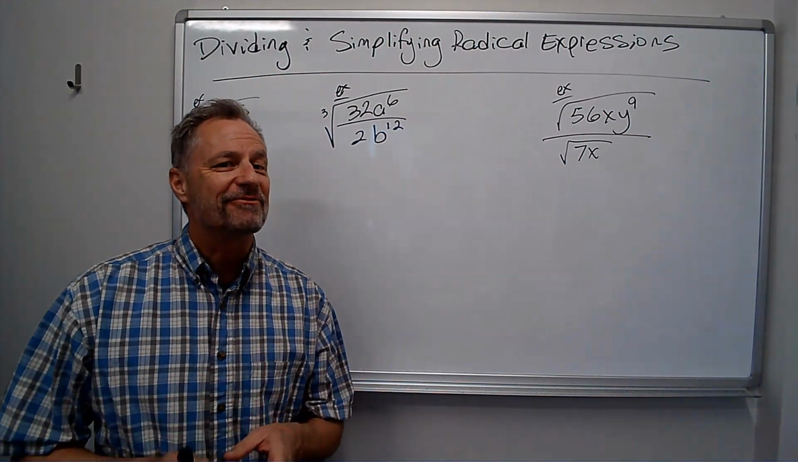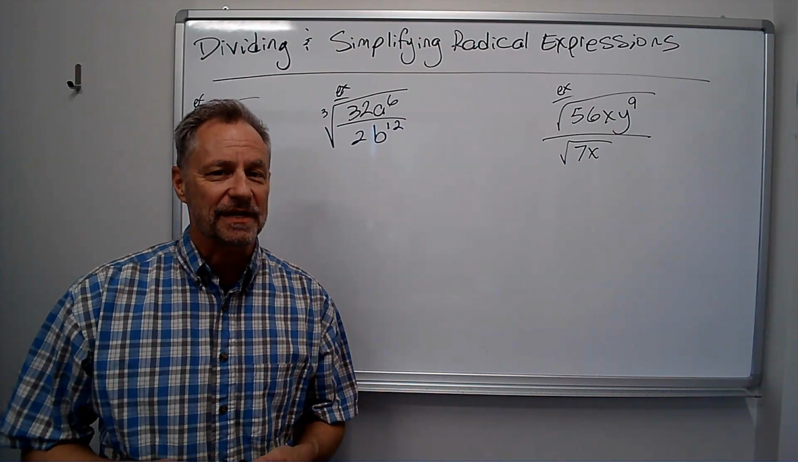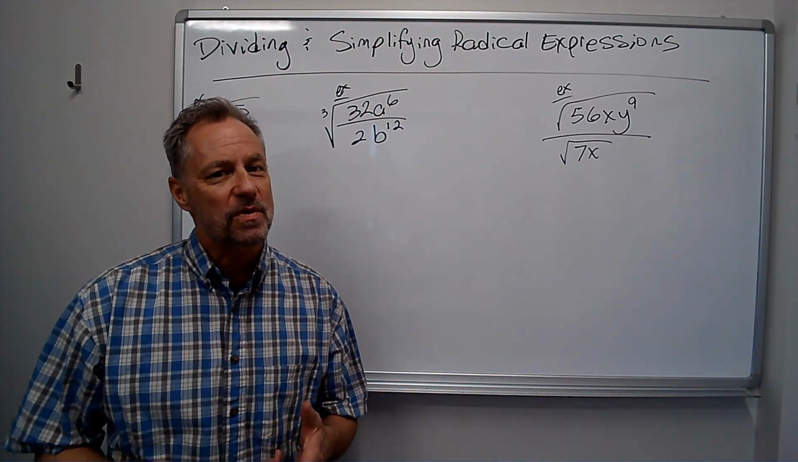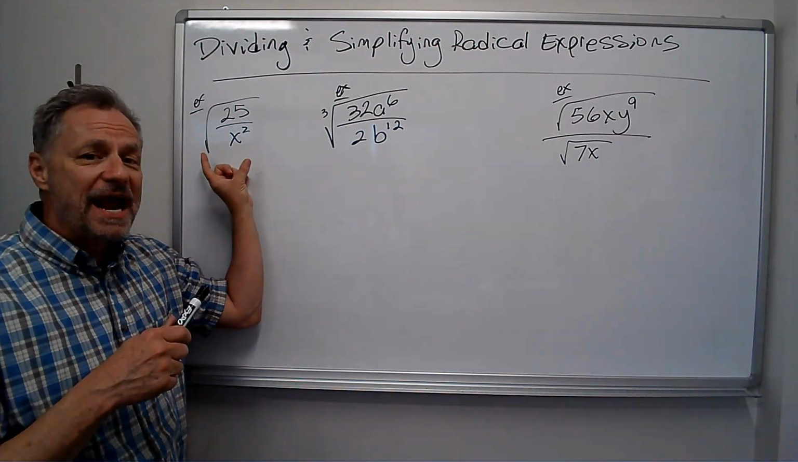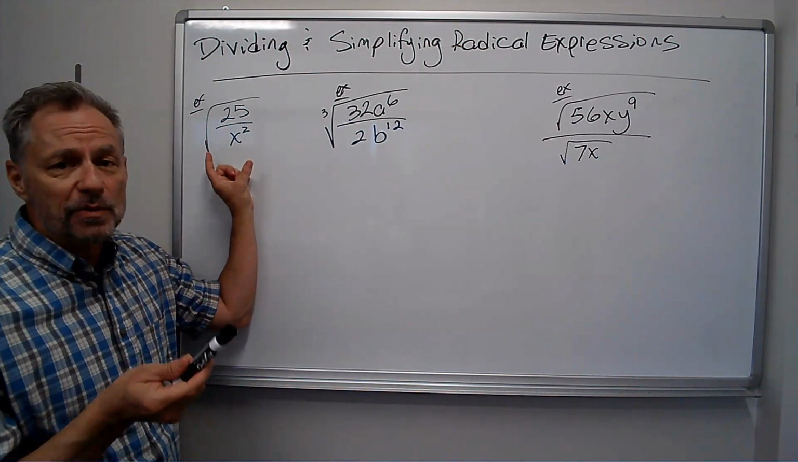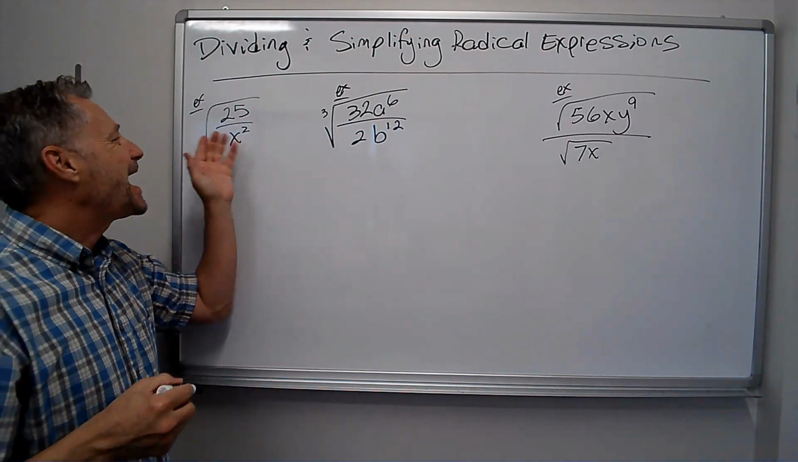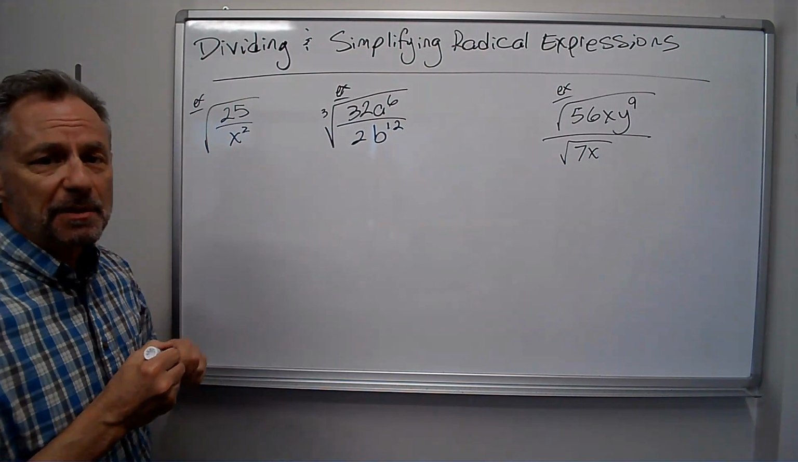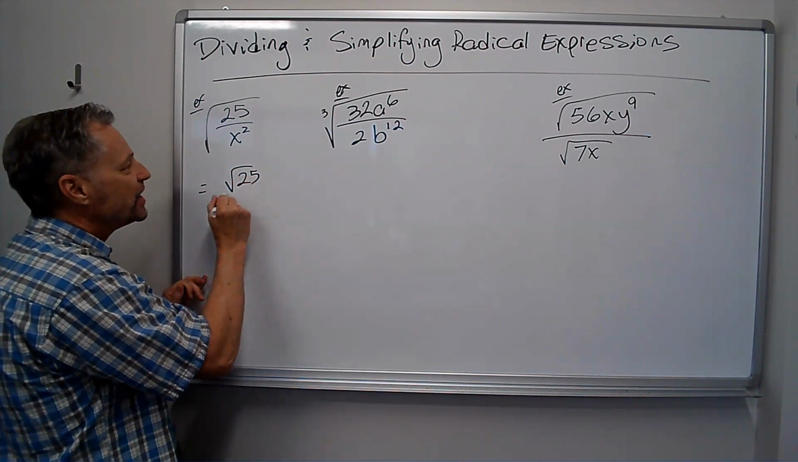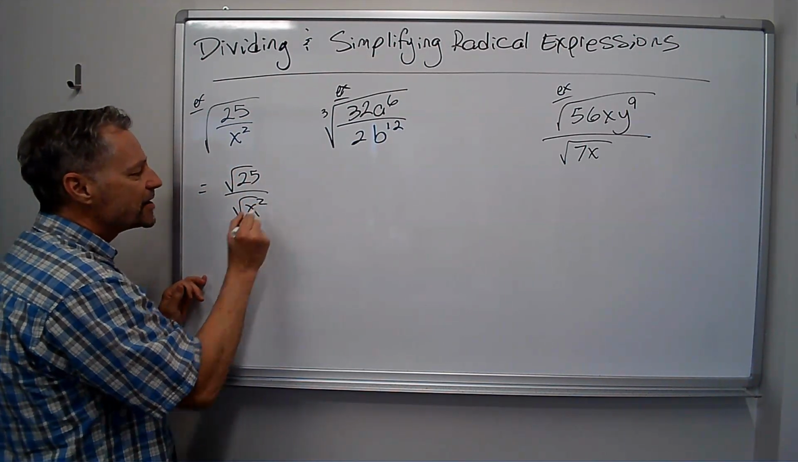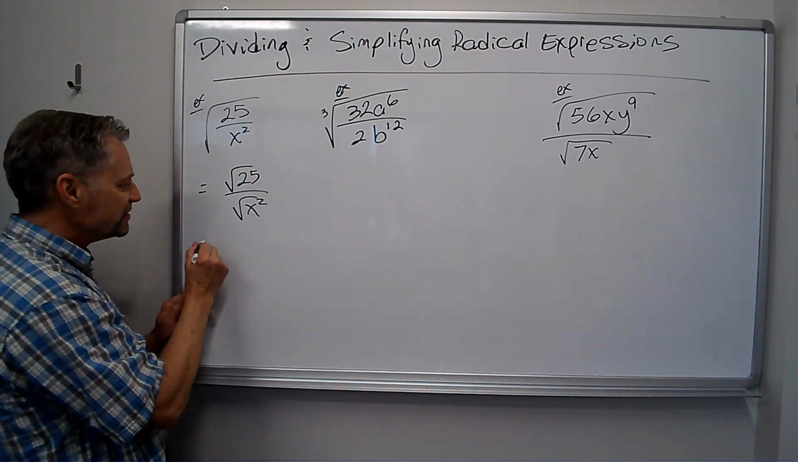Let's talk about dividing and simplifying radical expressions. Okay, so if I have a fraction and it's all under the square root or cube root, whatever the radical is, I can actually break that up into separate radicals. So this would just become the square root of 25 over the square root of x squared. And remember, the square root of 25 is just 5.